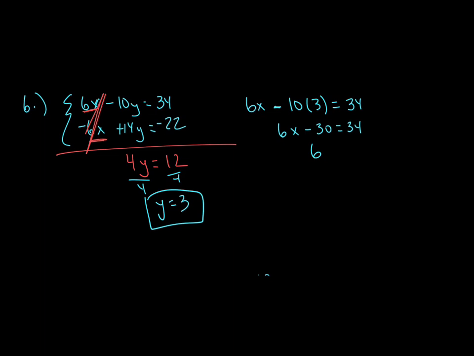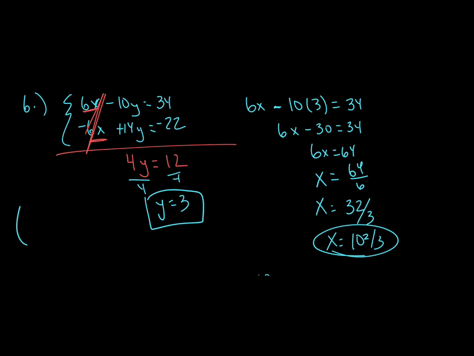I add 30 to both sides. I get 6x equals 64. So x is going to be equal to 64 over 6. I'm probably going to write it as 32 over 3, but you could also write it as 10 and 2/3. Either way is fine with me. Remember, the last thing you got to do is write as an ordered pair. So 10 and 2/3, 3, and that's it for 6.